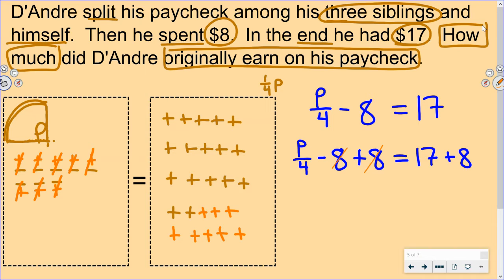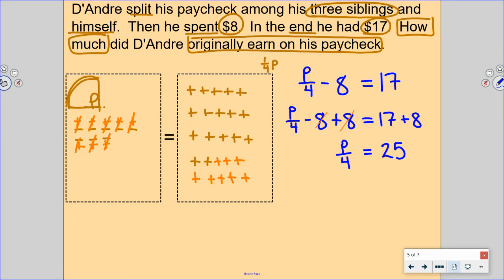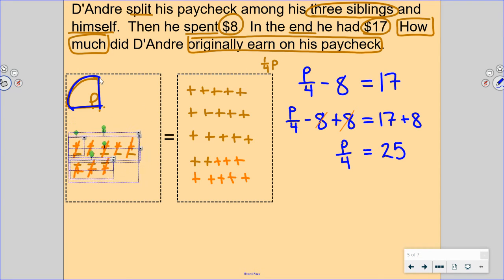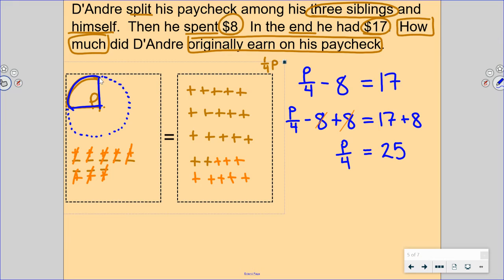Okay. So what does that leave us with? Well, on the left portion, we only have that part of his paycheck. On the right side, we naturally have $25. But here's the deal. I don't just want to know what part of the paycheck is. We want to know what the entire paycheck is. So, how do we get rid of this split up into 4 parts?